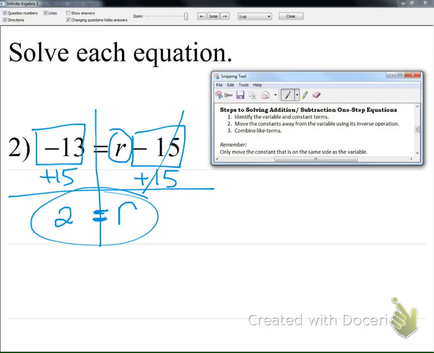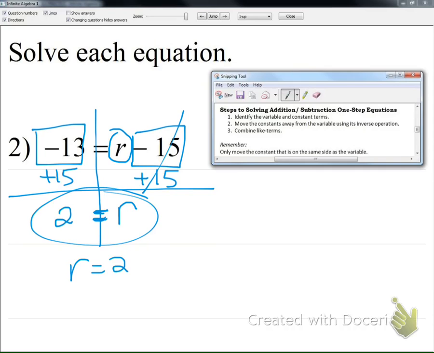When somebody says 2 is equal to r, that does mean the same thing as r is equal to 2. It's just a different way of saying it. If you want to, when you're all done, as long as your variable is all by itself, you can flip it around. It's sort of like saying, "Stacy is my name." Isn't it more common for people to say, "My name is Stacy"? It's the same thing. 2 is equal to r, or r is equal to 2. It means the same thing, but we're used to saying our variable first. So you may turn it around once you get your variable all by itself.